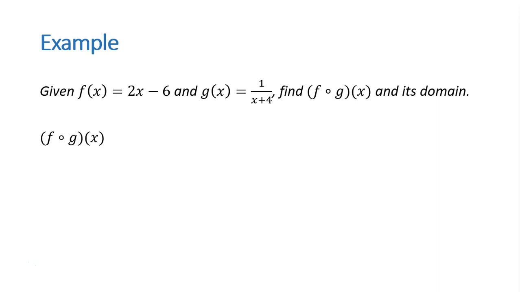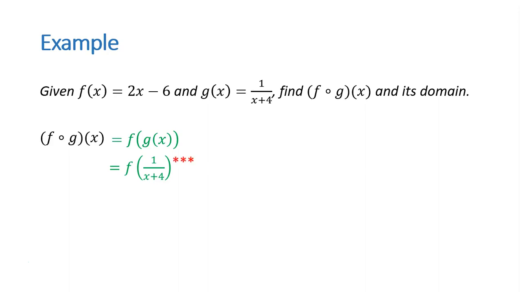So f composed g, remember that means f of g of x. So g of x is on the inside. It's what we're plugging into f of x. Now, because we don't have a specific input, there aren't going to be any numbers necessarily in this problem in place of x. We're going to have x's. So all I can sub in is whatever g of x is equal to, which in this case is 1 over x plus 4. So that's now subbed in place of g of x.